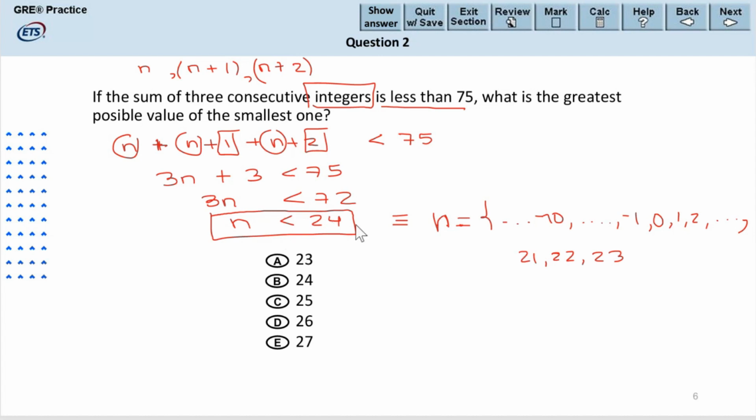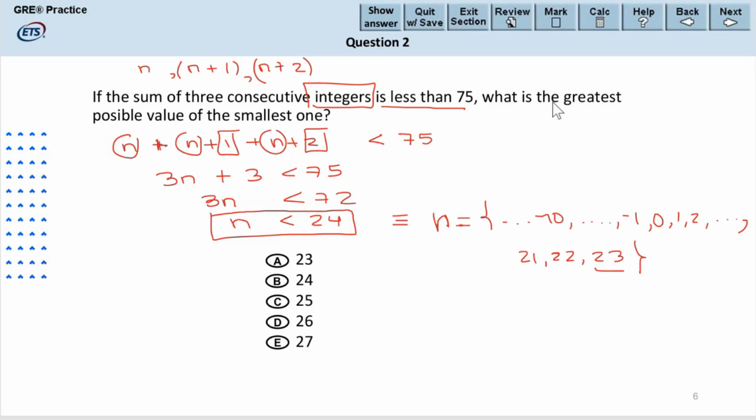But 24 could be a valid value for n? No, because 24 is not less than 24. So here is the set of possible values of n. It could be any negative number. It could be 0. It could be 1, 2, 3, etc. up to 23. All of these integers are less than 24.